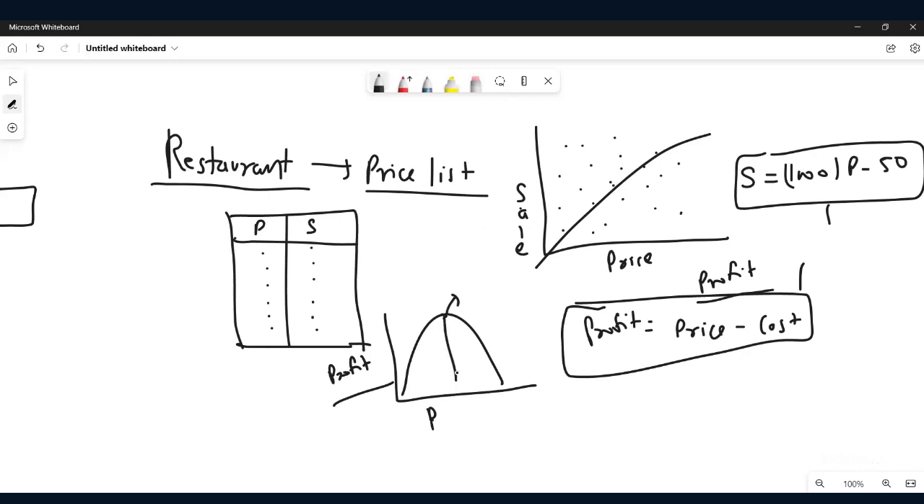So what will I do? I'll keep my menu price at this price, and I'll earn the maximum profit every time. Okay, now two things come up here: how in this situation I have this data. This is my data which I gathered, okay, this is my graph which I get from this data.